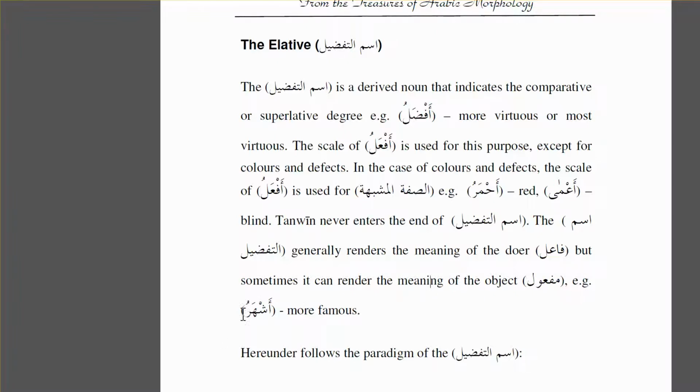And the example is here, the word ashhar. Now we know mashhur, we know shahara. Shahara means to be famous. So ashhar is the most famous. But if you look at the meaning, you would say Zayd ashhar. He is more famous, meaning he's the object of fame. Okay? He is the object of fame.